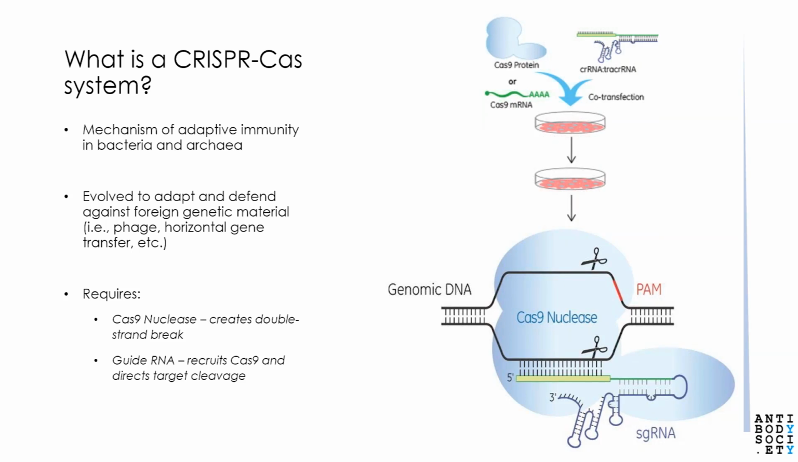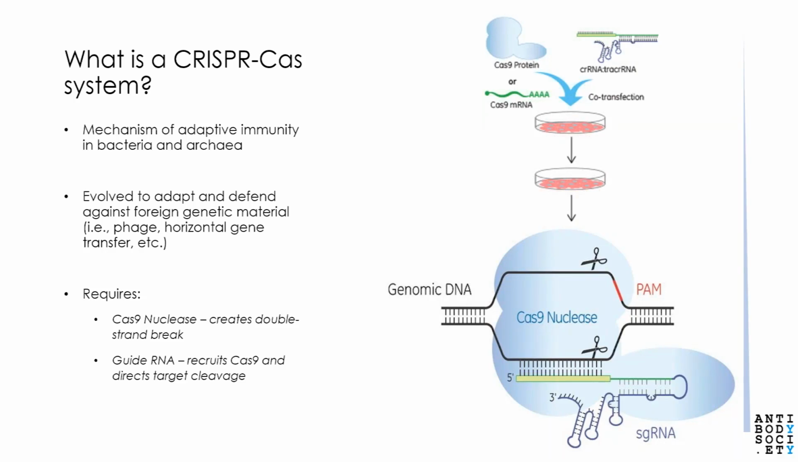And what technology has been able to do over time is harness the system and use that in mammalian cells and create these genetic knockouts or gene mutations in any cell line that we can grow in the lab. So what are the two requirements for the CRISPR-Cas system? One of the requirements is a Cas9 nuclease. This is just an enzyme that, when guided to DNA, will act as molecular scissors and create these double-stranded breaks in the genome.